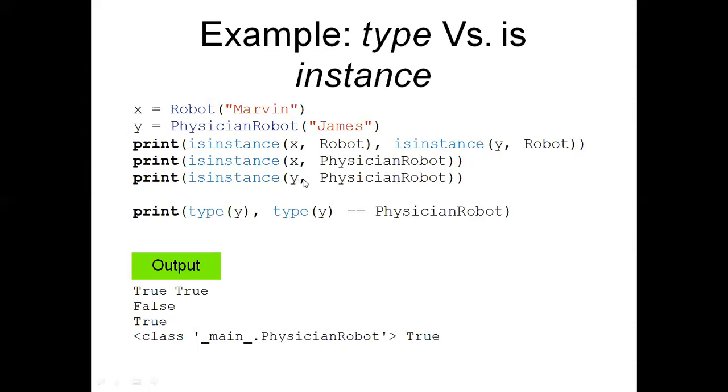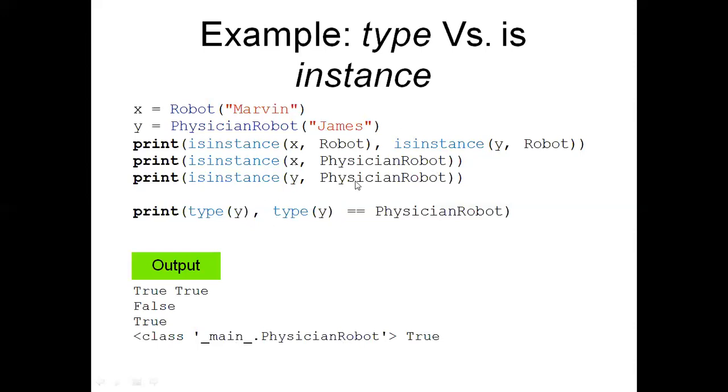Now, the last one: Y is again a derived object for the derived class physician robot. Yes, this is also returning true. Now, let's see. We have tried to understand the concept of type. It will return the type value. So, yes, it is returning the main type, the class main type, and the physician robot it is talking about. Absolutely right.